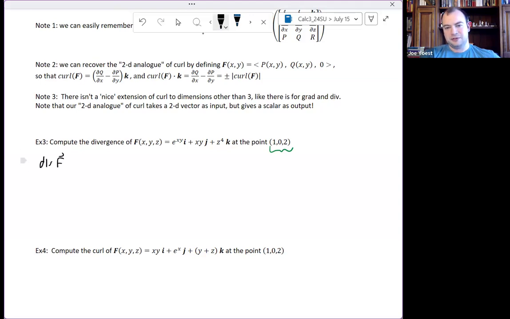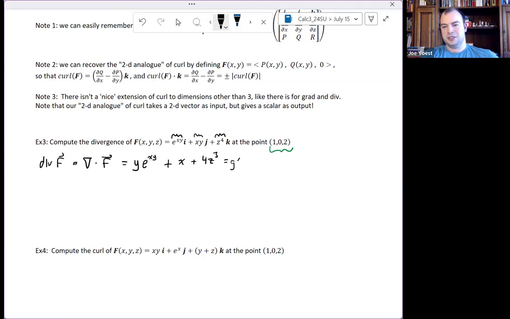So the divergence of f, which we could write in the notation grad dot f, is the partial with respect to x of the x component. Well, that's e to the xy times d by dx of xy, which is just y, plus the partial with respect to y of the y component, d dy of xy is just the constant x, plus d dz of the z component, d dz of z to the fourth is 4z cubed.